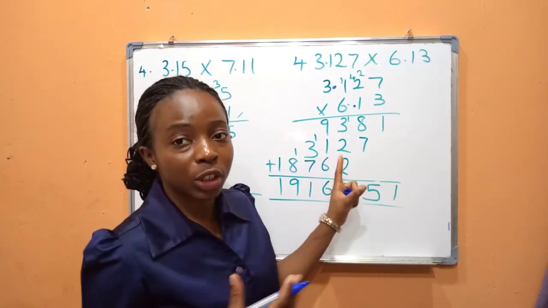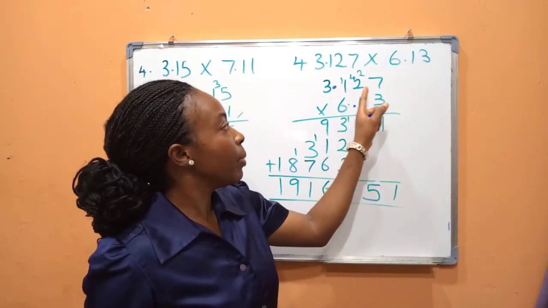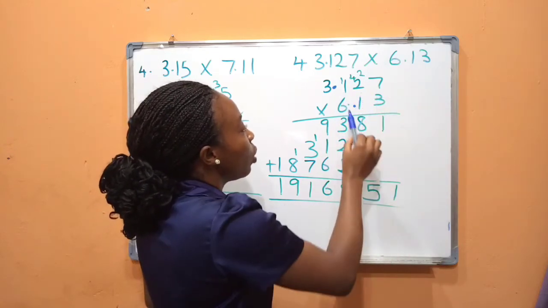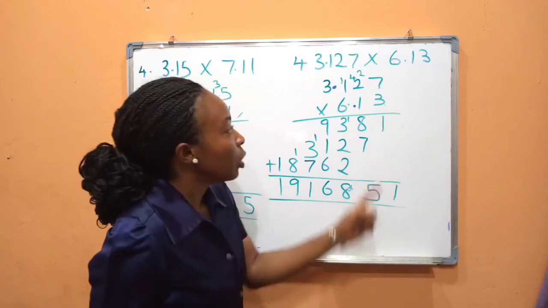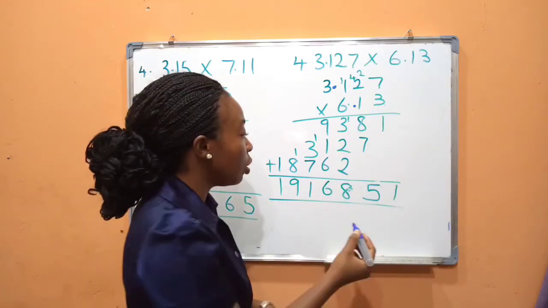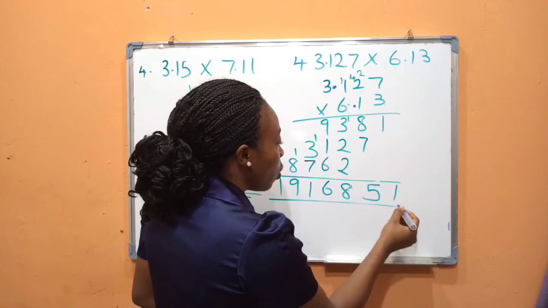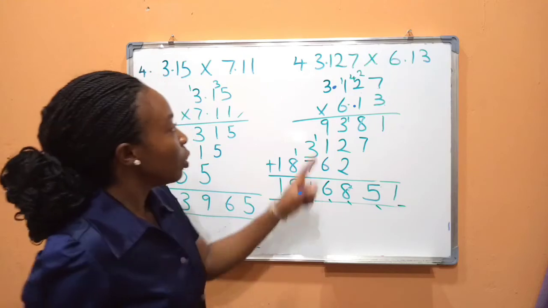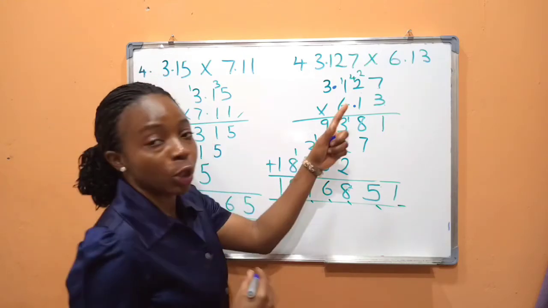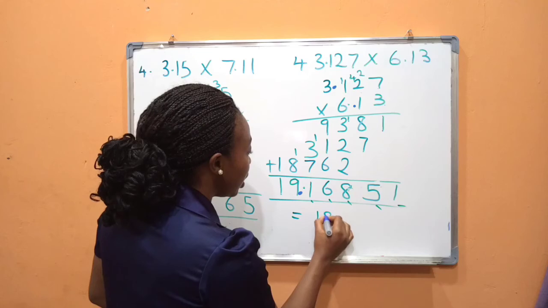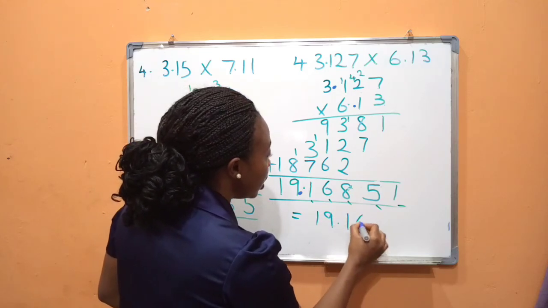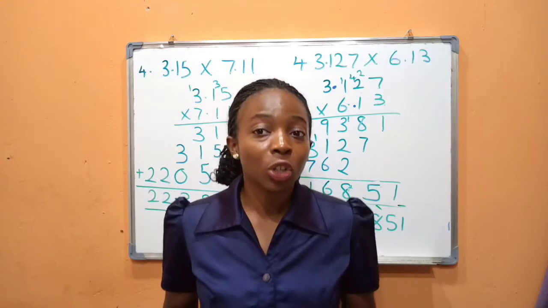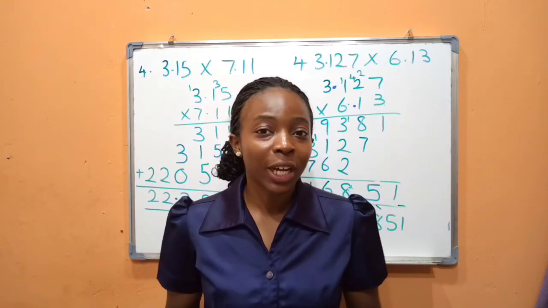So now we've gotten to this stage, what do we do? Let's check the numbers after the points. Here we have 1, 2, 3. Then what about here? We have 1, 2. So 3 plus 2 gives us 5. So we're going to be moving in 5 places. So we're going to have 1, 2, 3, 4, 5. So we put our point here. So 3.127 times 6.13 gives us 19.16851. So this is it on the simplest way to multiply decimals.